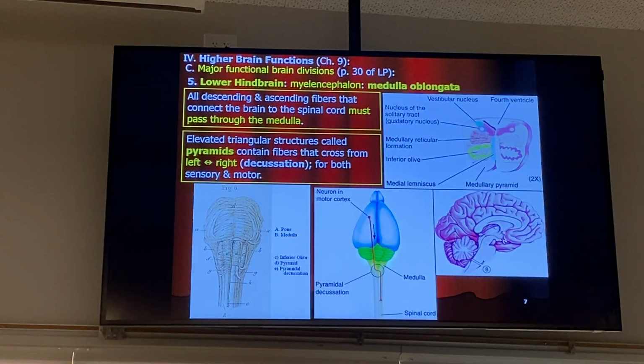Pyramids is where we see decussation. Not 100% of decussation, but a lot of decussation is happening at the pyramids, and that's where things are crossing from left to right, both motor and sensory. If you want to contract muscles on the left side of your body, it has to start on the right precentral gyrus. If you are touched on the right side of your body, it's going to go to the left postcentral gyrus. Everything crosses left and right. That crossing left to right is called decussation.